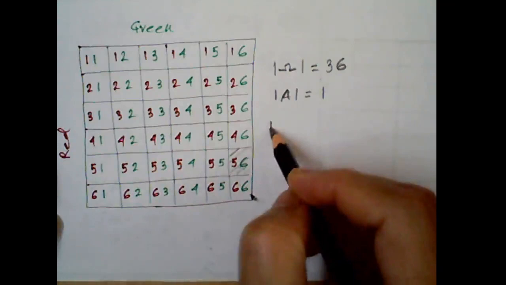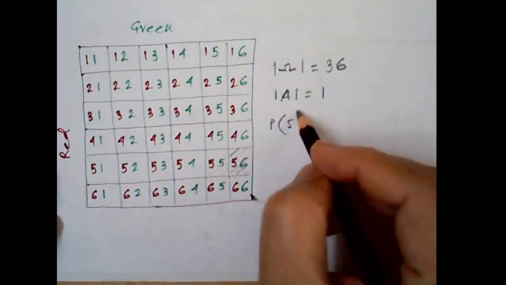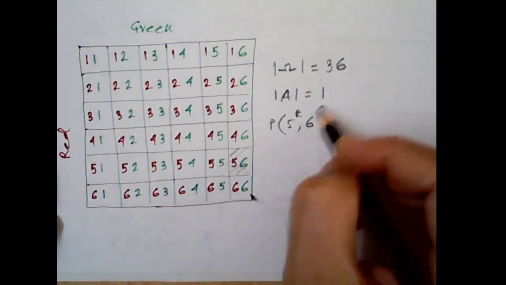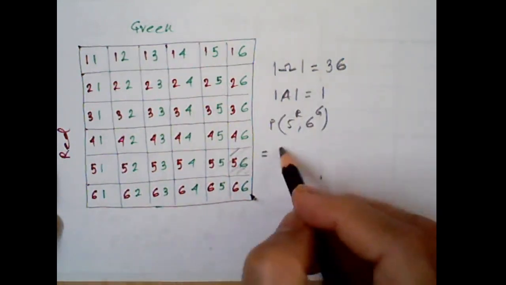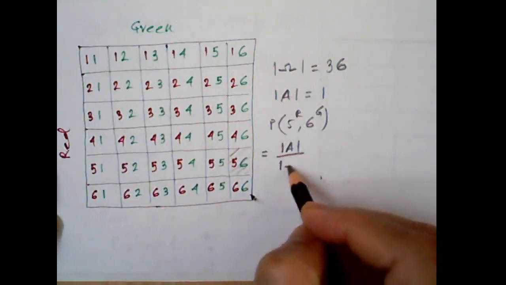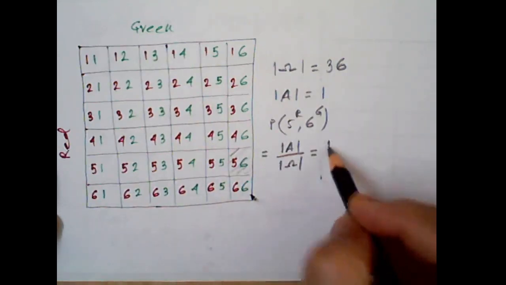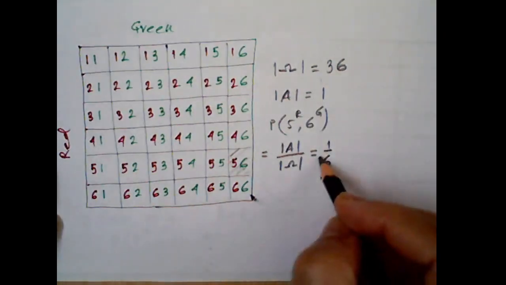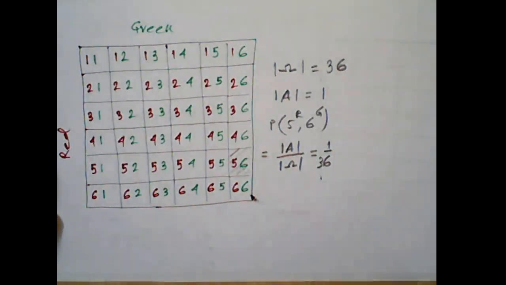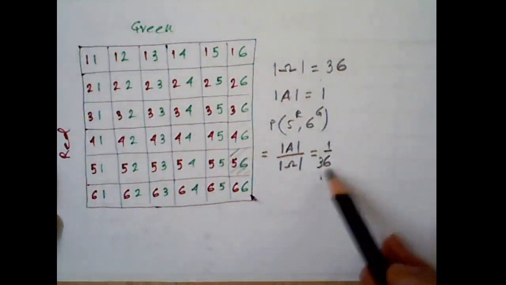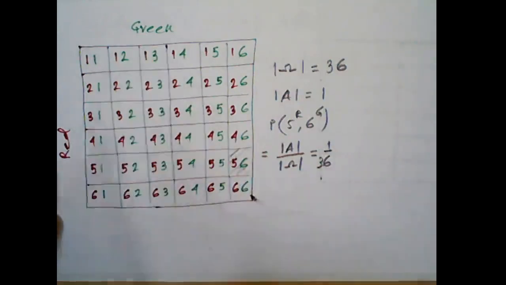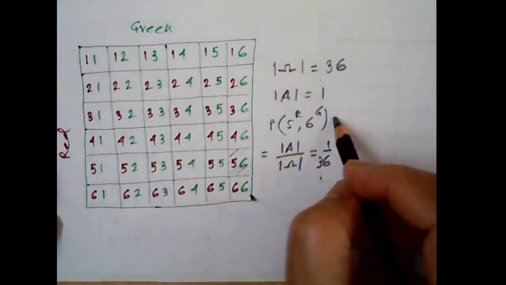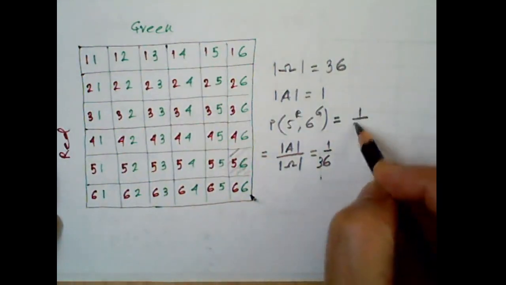And so therefore, the probability that I am going to get 5 in the red die and 6 in the green die is going to be equal to mod A divided by mod omega, and that is equal to 1 over 36. Okay, there is a 1 over 36 chance that when you roll these two fair dice, you will end up getting 5 in the red die and 6 in the green die. So the answer to this question is 1 over 36.